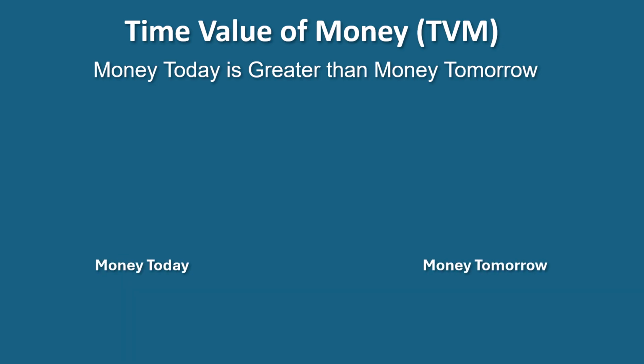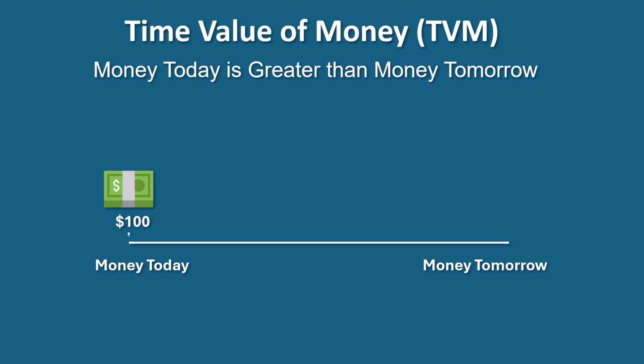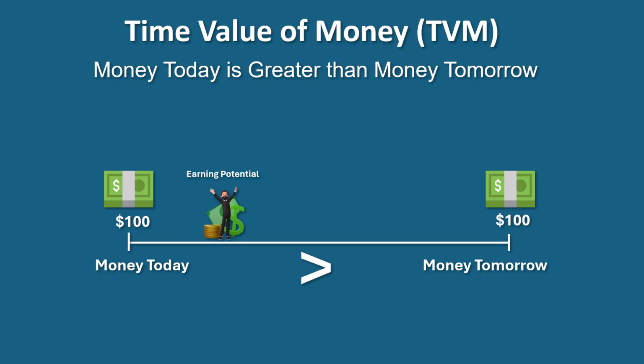For example, if I give you $100 today versus $100 tomorrow, which would you prefer? Exactly, money today. But why? There are three main reasons. First, if I give you $100 today, you can earn interest or returns on it until tomorrow. Second, inflation means your money tomorrow may not have the same purchasing power as money today. And third, there is risk. Will I actually give you the same $100 tomorrow?